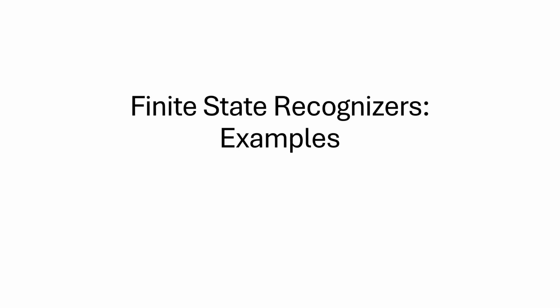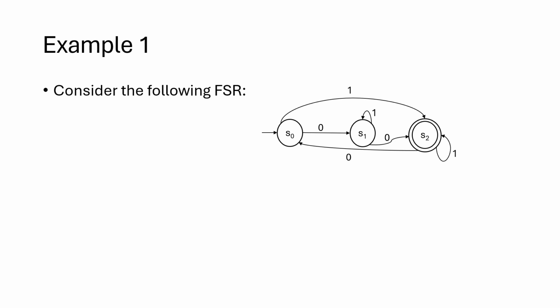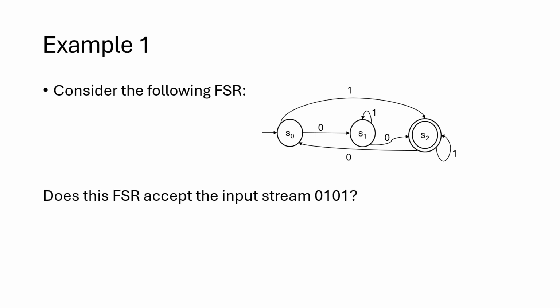In this video, we will see multiple examples of finite state recognizers and how we can determine which strings, which input streams will be accepted or rejected by a given finite state recognizer. Now, if you remember from the previous video, we looked at this simple finite state machine just as an example for illustrating how these machines work. And we looked at the input stream 0, 1, 0, 1.